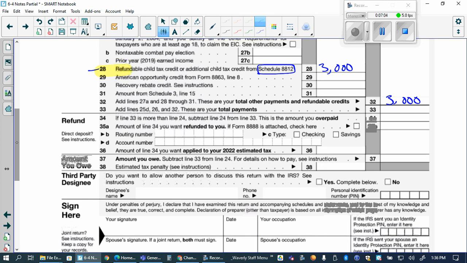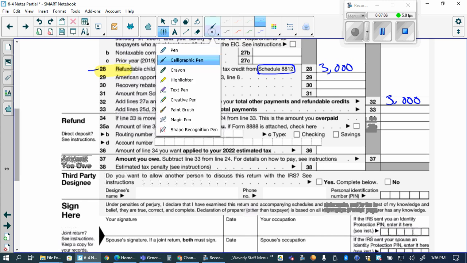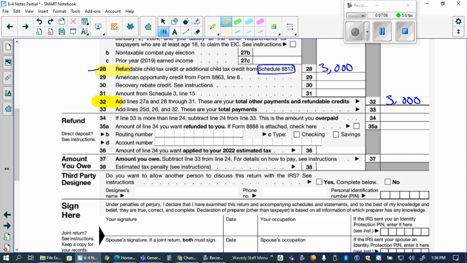And now what do we do in line 33? 25 being 26, 32. We add those up. What do we got? 11,862, yeah? So this is basically the total of tax you've already paid. Money you paid towards your taxes already.